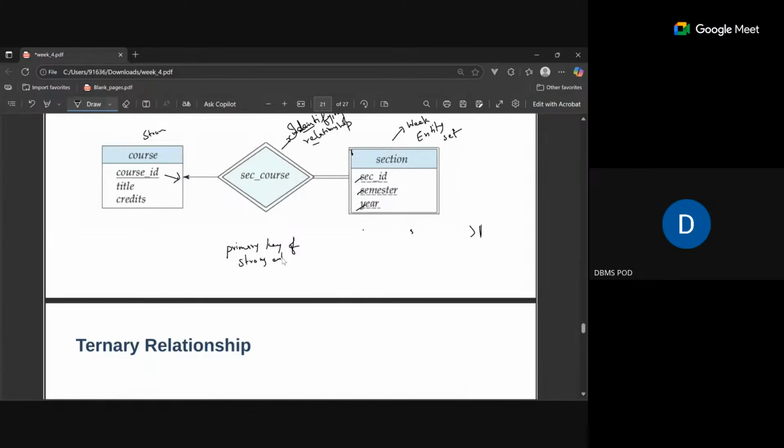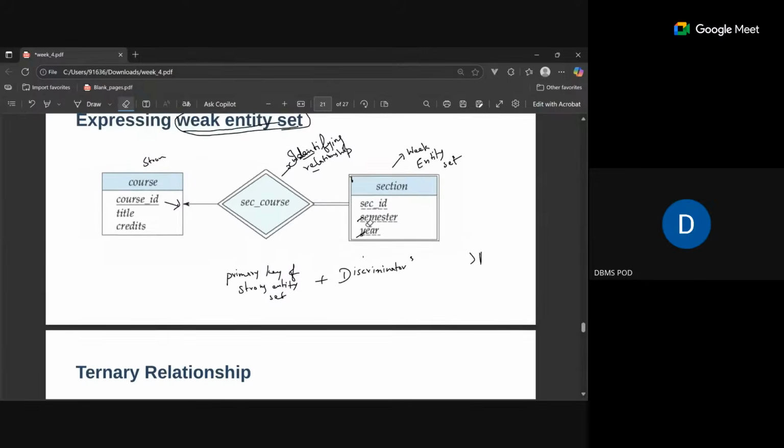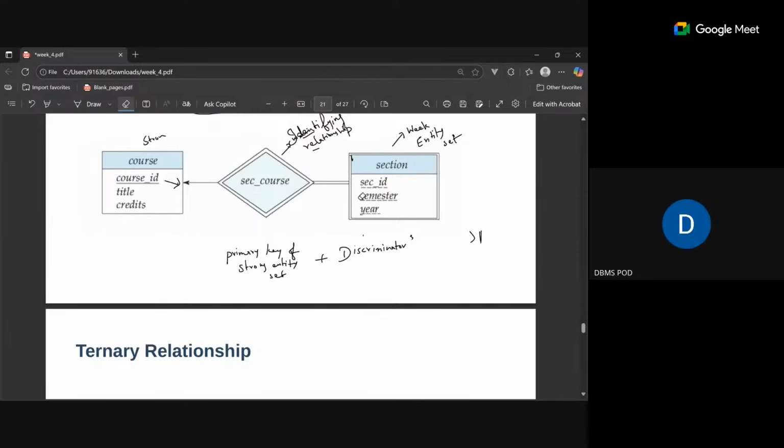Strong entity set plus discriminator, which is partial. So here you can take all of this as partial. Yeah, all these were partial keys. I'll erase this. All this has been underlined, right? Yes, sir. This underline is nothing but a partial, so all this is a partial key.